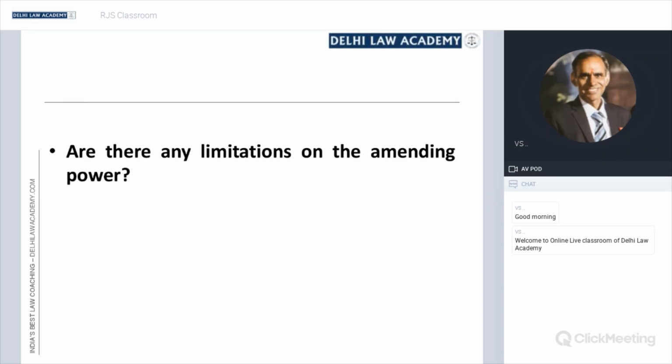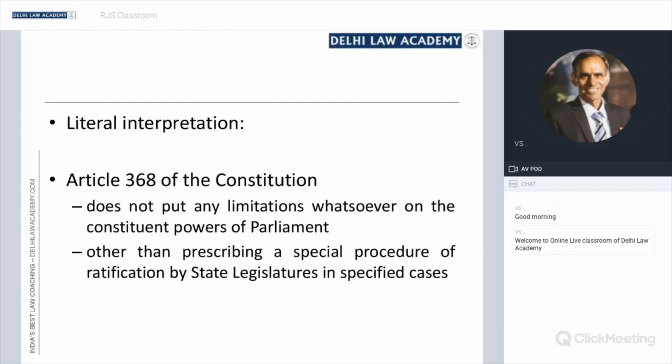The question which was posed before the Supreme Court: are there any limitations on the amending power at all? If the court holds that the fundamental rights could be amended by the Parliament while acting under Article 368, then are there no limitations at all on the amending power, or are there still any limitations on the amending power? This question was answered by the Supreme Court in a novel way.